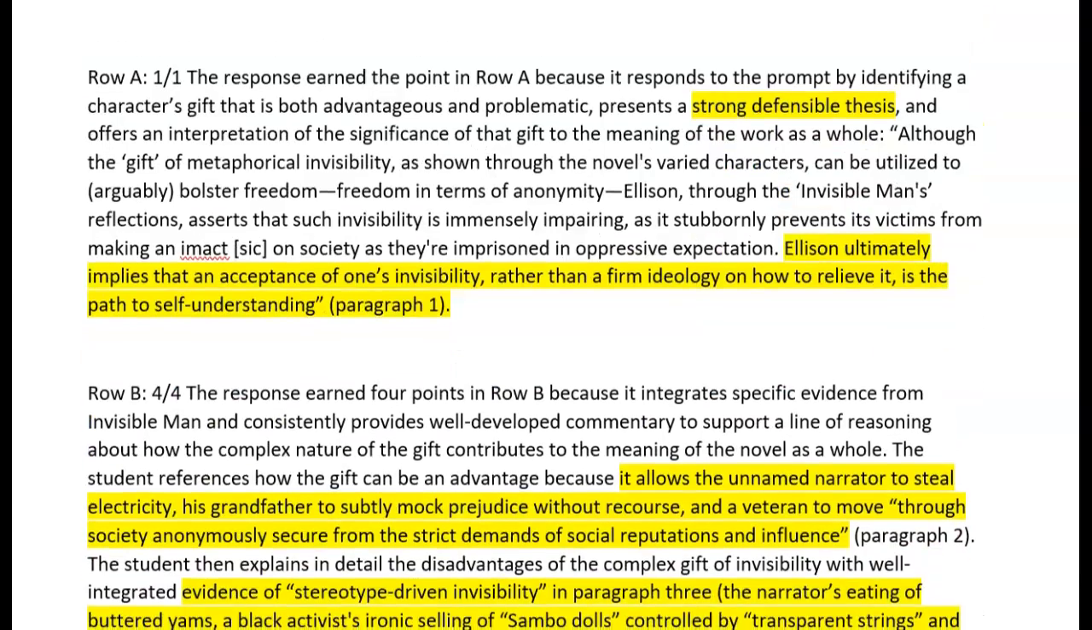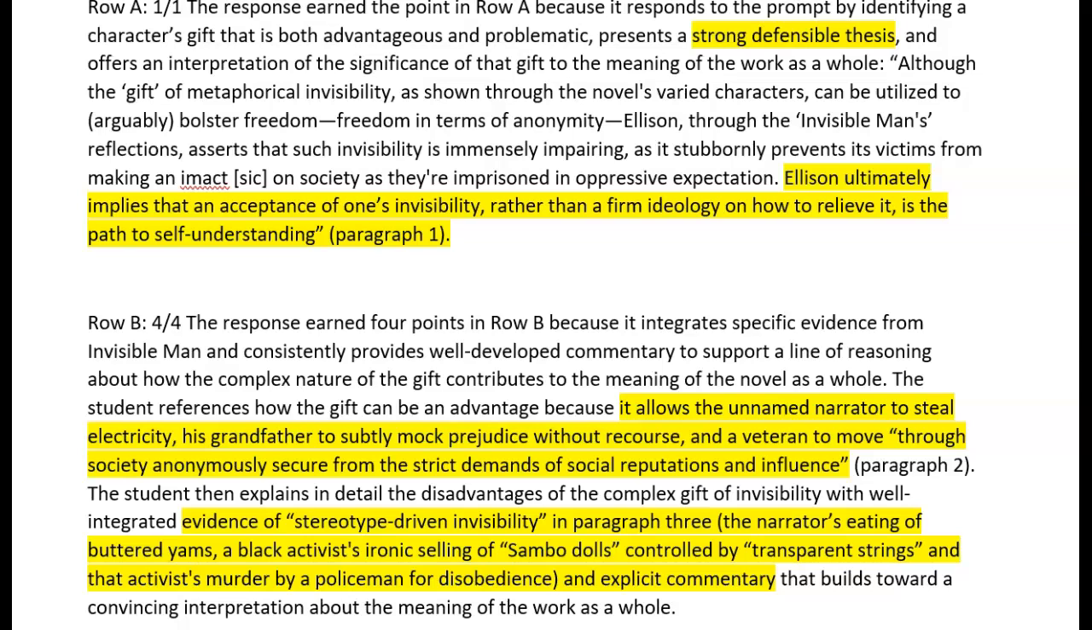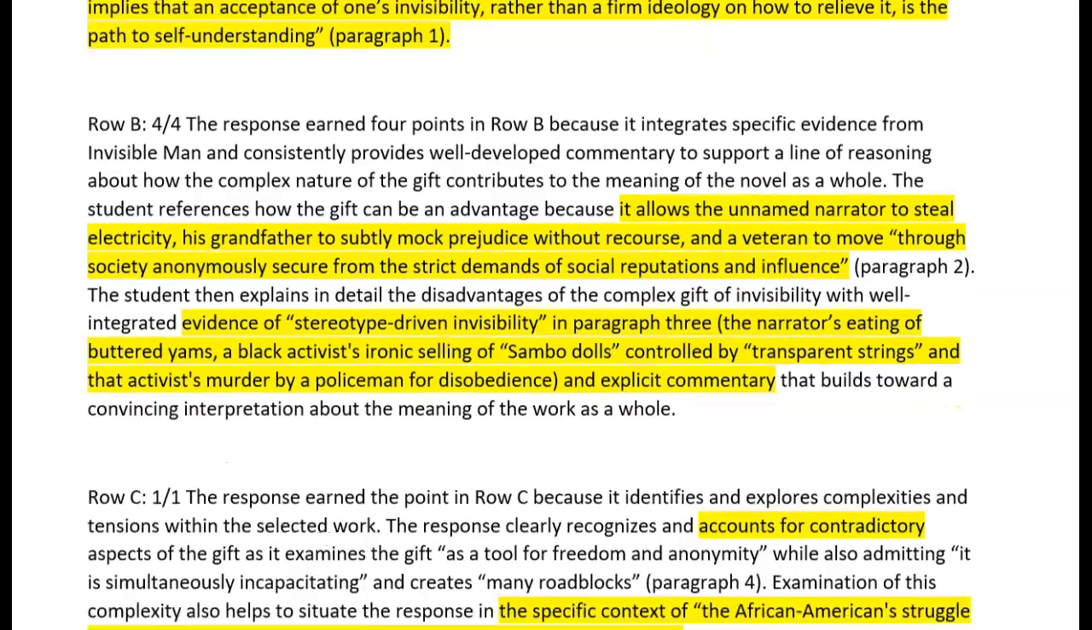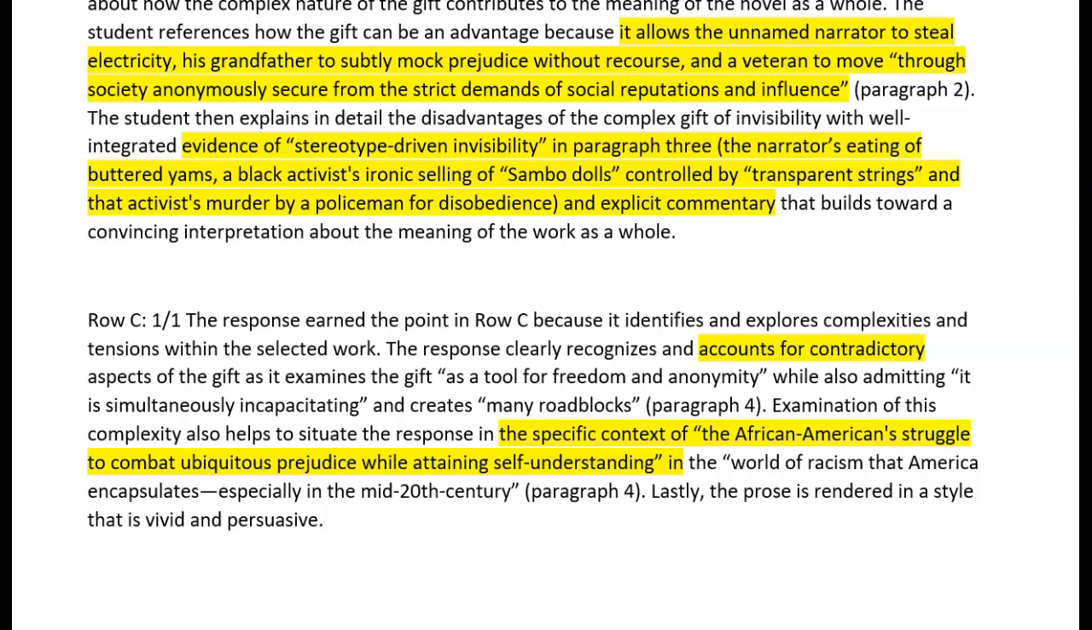One of the other things you'll see is I sent you the scores here. And what I did is I highlighted the parts of the claims that are really important. The fact that it has a strong, defensible thesis. The fact that it has all this evidence, and the College Board readers showed you what evidence they thought was clear. And then in row C, it talks about how it got the sophistication point, not only because it had a universal meaning, but the universal meaning was very valid in terms of the context of the culture that it was describing, the African American struggle in the mid 20th century. Those are all points that made it really convincing.